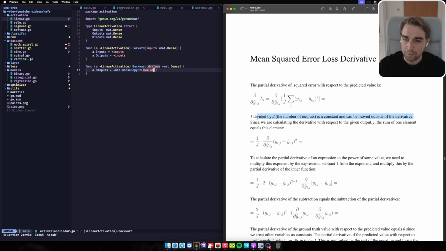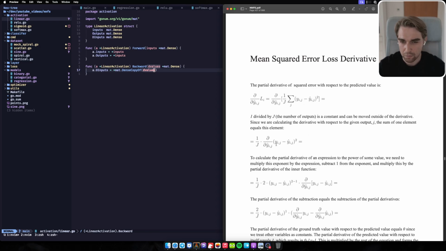Okay, this 1 divided by j is a constant. We can move it outside of the derivative since we're calculating the derivative with respect to the given output j. The sum of one element equals this element. With respect to the given output j, okay, so instead of the sum, we have the... well, because we have many variables and we don't calculate with respect to all of them. We usually take one particular one and calculate the derivative against this one.